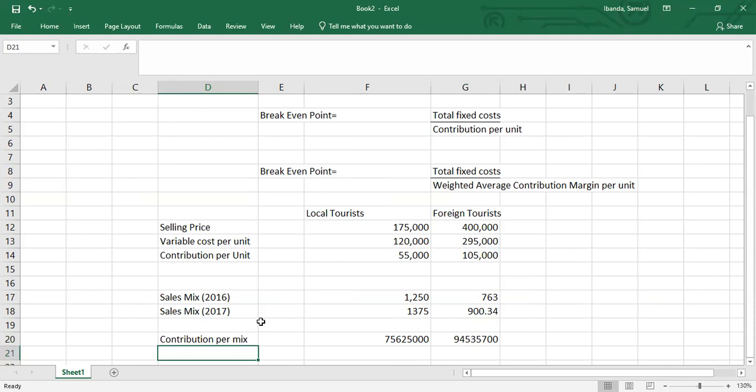Once we have that, then we can now get our break even. Would this be our weighted average? Yes, it's the same. We need to get it for each product. Yeah, I think we can get it for each product differently, because the fixed cost is for all of them. So definitely we need to add them, then we get the total fixed cost divided by that figure of the contribution per mix.